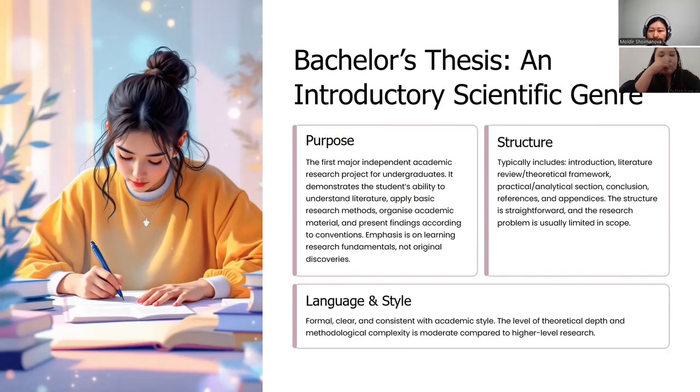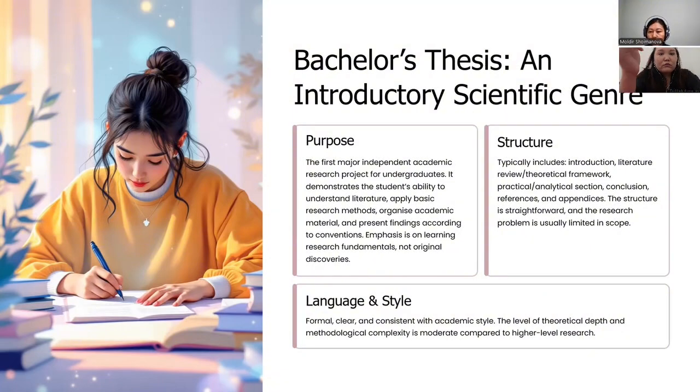So if we focus on the bachelor's thesis, we can say that its main purpose is to show the learners' or students' ability to conduct some kind of research project. So it is the first major independent academic research project for undergraduates. It demonstrates the students' ability to understand literature, apply basic research methods, organize academic material, and present findings according to conventions. Emphasis here should be on learning research fundamentals, not original discoveries. Yeah, so these are the first main steps of the bachelor student on the way of the research.